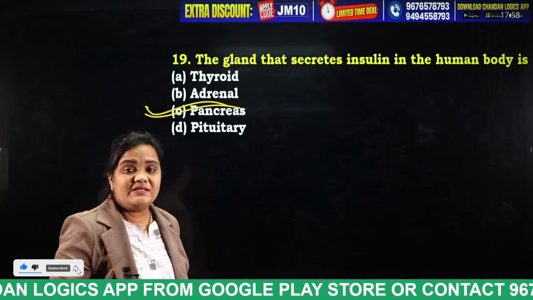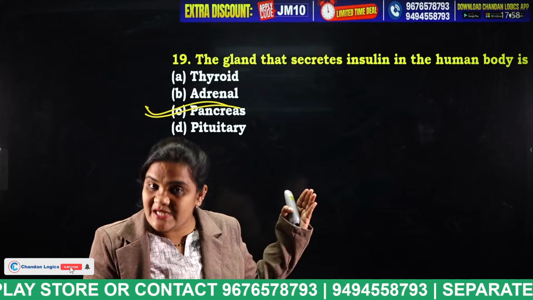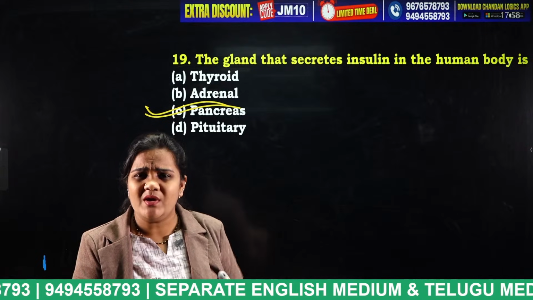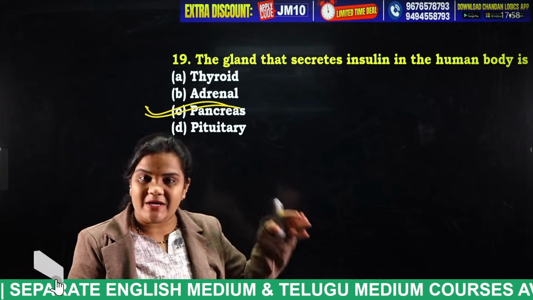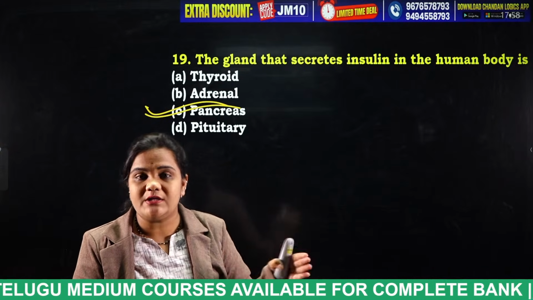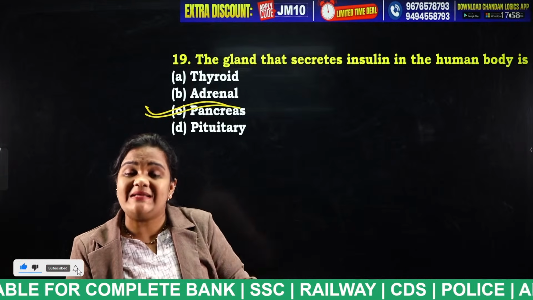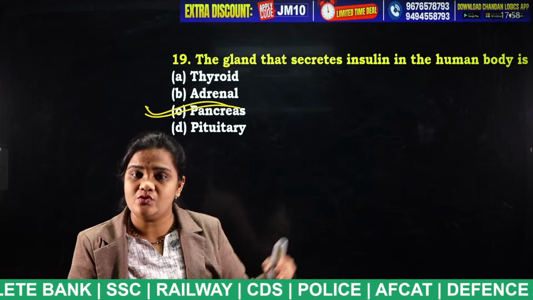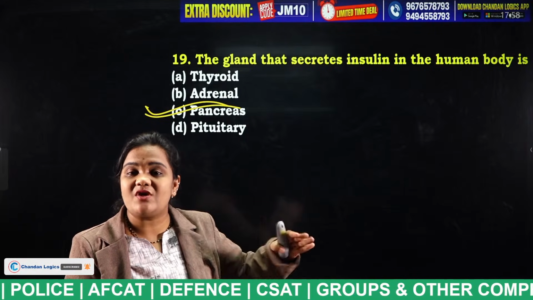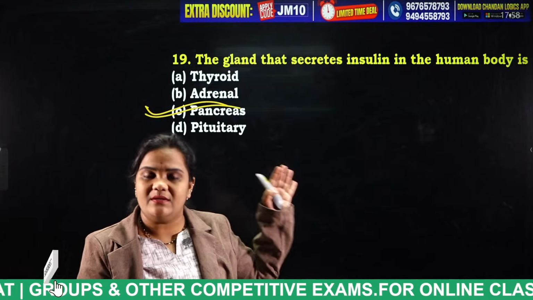Pancreas. The pancreas secretes insulin, which regulates the blood sugar levels in our body. The thyroid gland secretes thyroxine hormone, which is helpful for our metabolism. The adrenal gland releases adrenaline and cortisol hormones. It is also known as the fight or flight hormone. When we get a sudden shock or hear sudden news, this type of hormone is released.